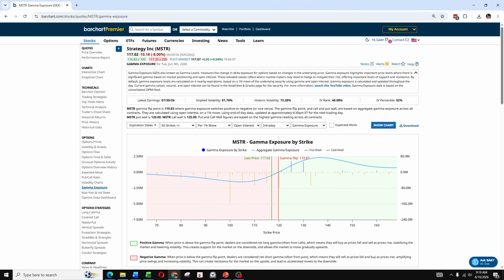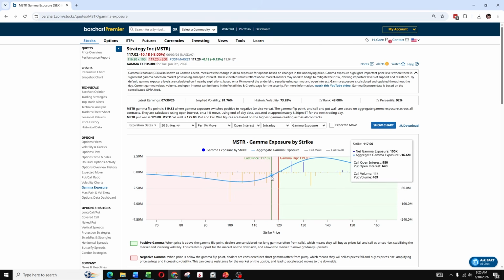Let's start with MSTR, because before we look at what a good gamma setup looks like, I want to show you one that should really stop you in your tracks as an options seller. MSTR is sitting at 117, it was down 8% today, and the gamma flip point is above where the stock is trading. So it's in negative gamma territory.